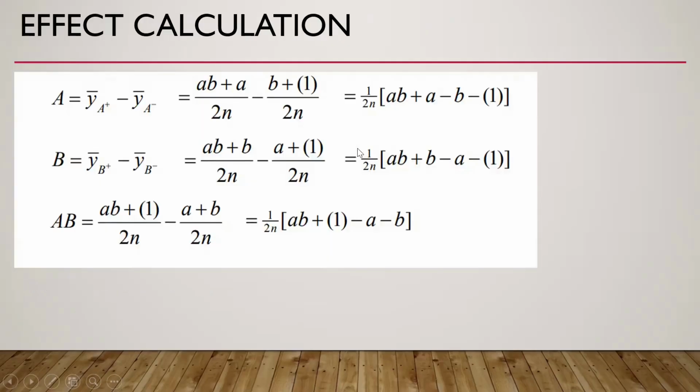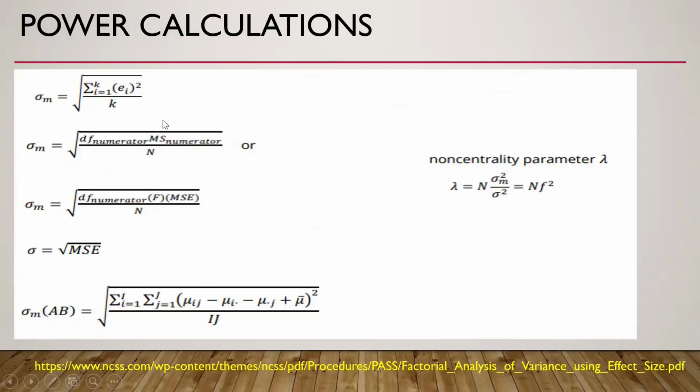This is the effect size calculation. So effect of factor A is the mean of response variable wherever A is present minus mean of response variable wherever A was absent. This is the formula for the effect size of A, of B, and AB. These are the power calculations I have taken from this site, and interested viewers can go to this site.